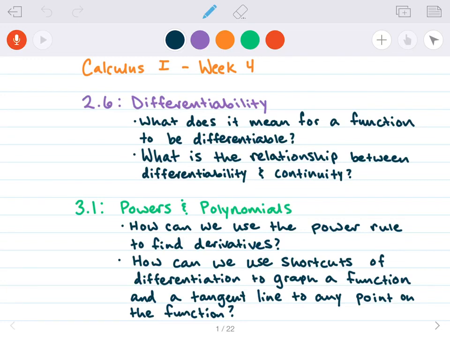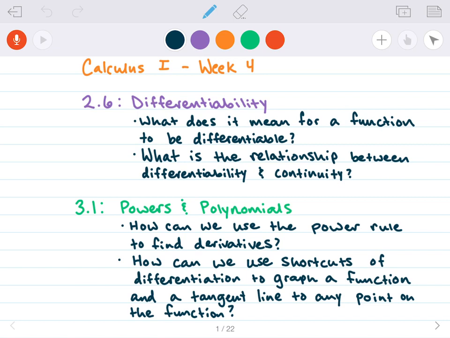Hey guys, this week we are going to talk about 2.6, 3.1, and 3.2 in the textbook. First thing we're going to talk about is differentiability. So what does it mean for a function to be differentiable at a point? Then we're going to talk about the relationship between differentiability and continuity.